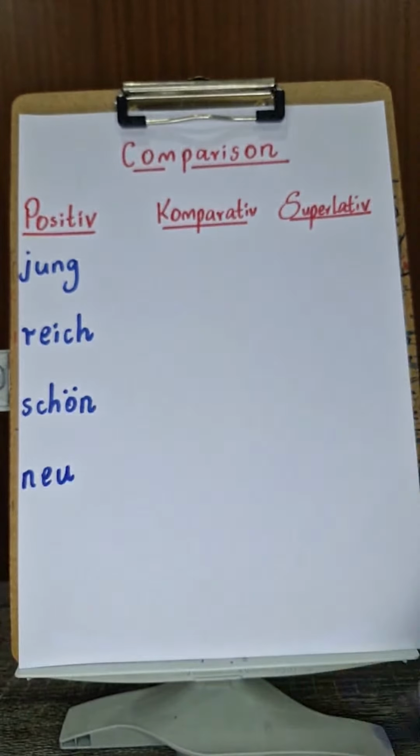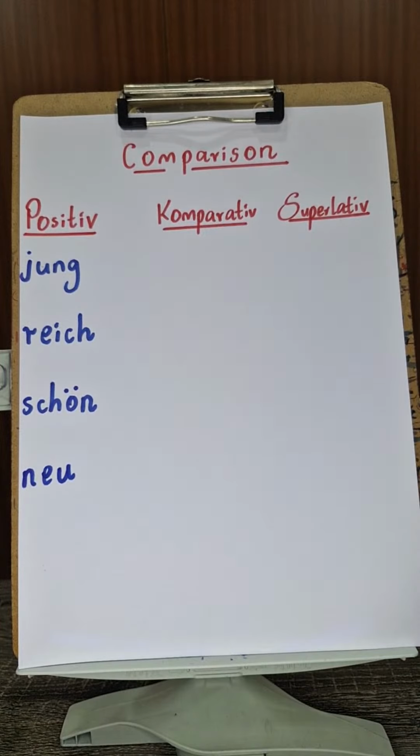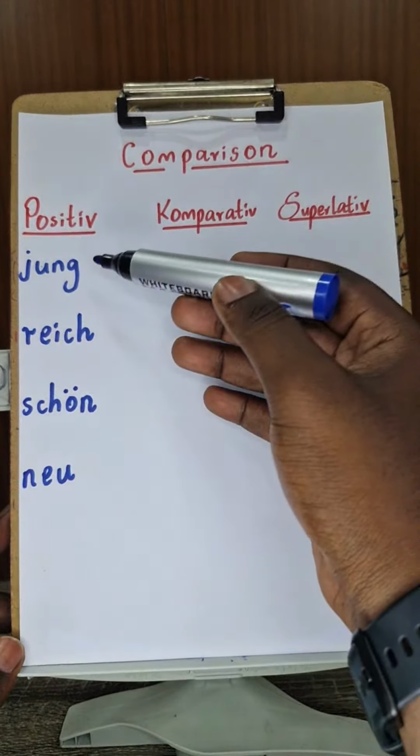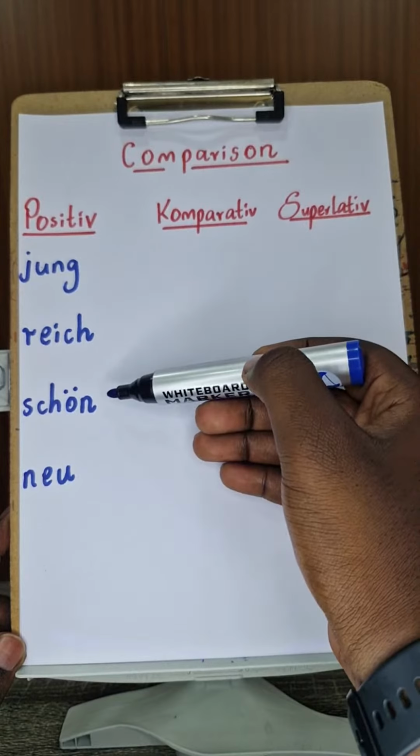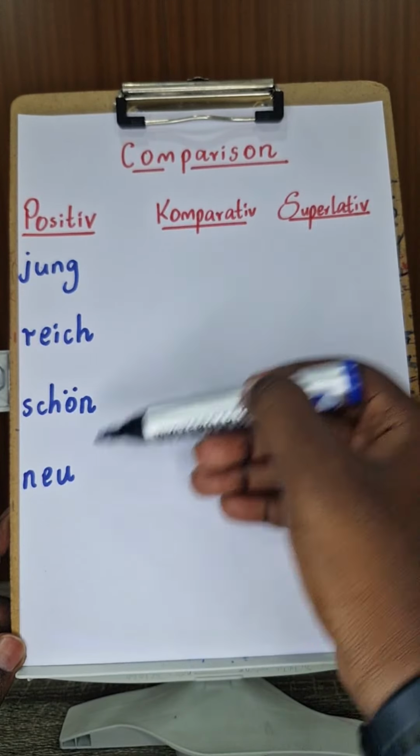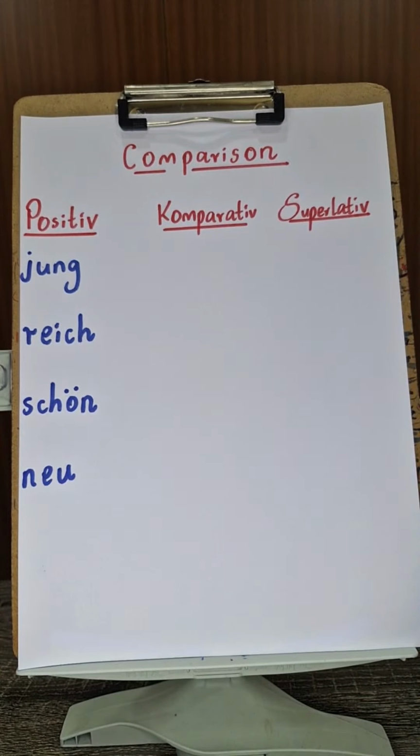Remember that adjectives tend to begin with small letters unless, of course, they're beginning a sentence. All right? Always, when using these adjectives in a sentence, they must begin with a small letter unless, of course, they begin a sentence. So, jung, reich, schon, neu. Okay. Any other adjective? Let's get a few more adjectives.